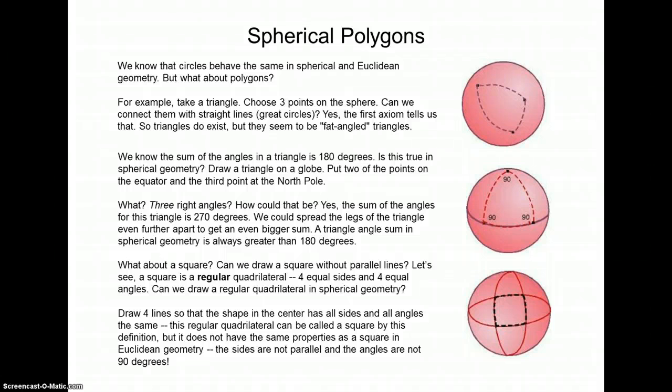What about a square? Can we draw a square on a sphere that doesn't even have parallel lines? Well, let's see. What is a square? A square is a regular quadrilateral, meaning it has four equal sides and four equal angles. So if we pick four points on our sphere so that those points are equal distance from their adjacent sides and that the angles are the same, we've drawn a square, as in the picture. This is a regular quadrilateral, but it doesn't have the same properties as a square in Euclidean geometry. The sides are not parallel and the angles are not 90 degrees.